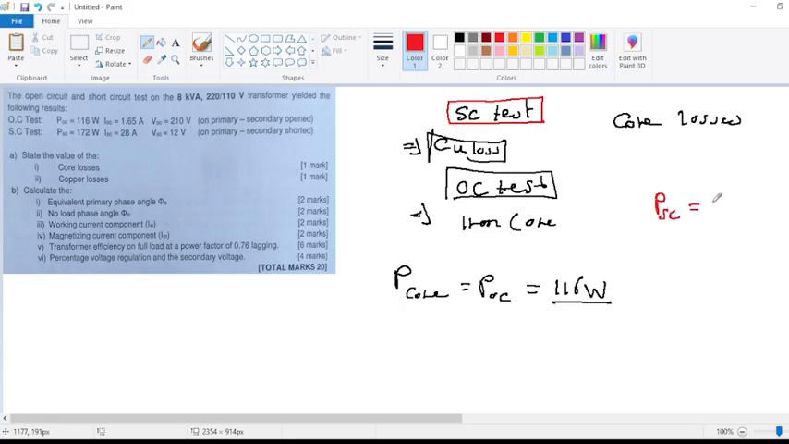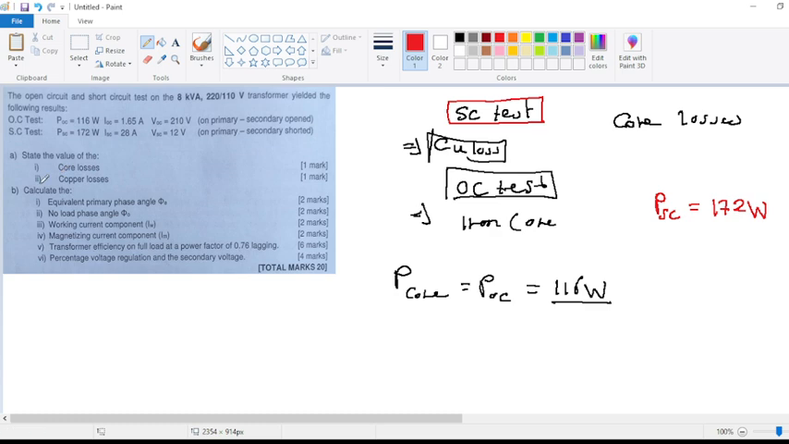The short circuit power we've been given is 172 watts. Okay, so now how can you find the primary rated current? We have to know the primary rated current of the transformer. So how can you calculate it?